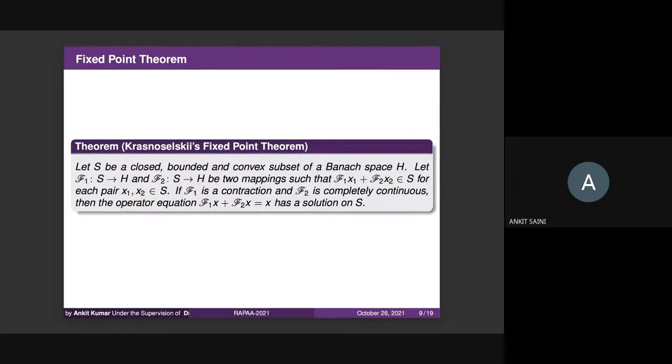In this work, to show the existence of the mild solution of the system, we use Krasnoselskii fixed point theorem, which states that if S is a closed, bounded and convex subset of Banach space H, let F1 and F2 be two mappings such that F1 x1 plus F2 x2 belongs to S for each pair x1, x2 belonging to S. If F1 is contraction and F2 is completely continuous, then the operator equation F1x plus F2x equals x has a solution on the set S.